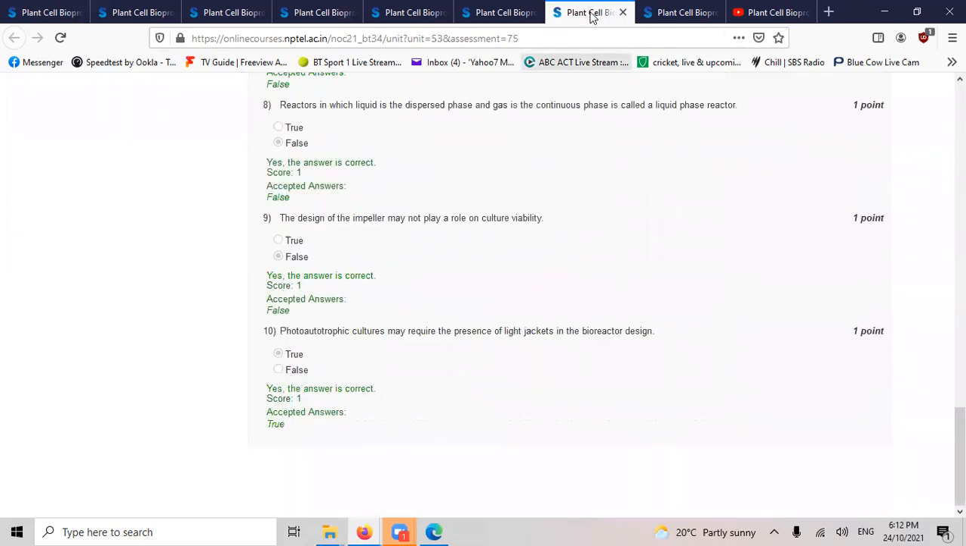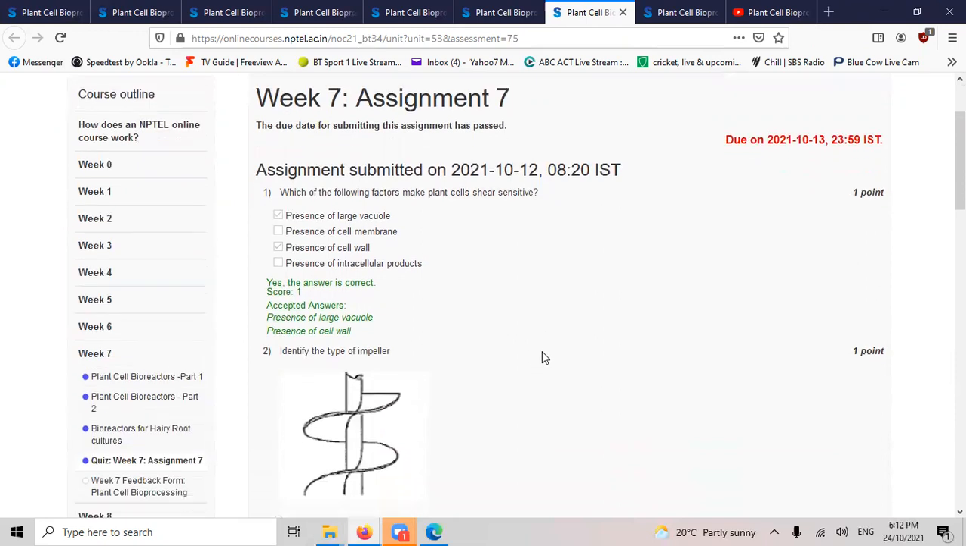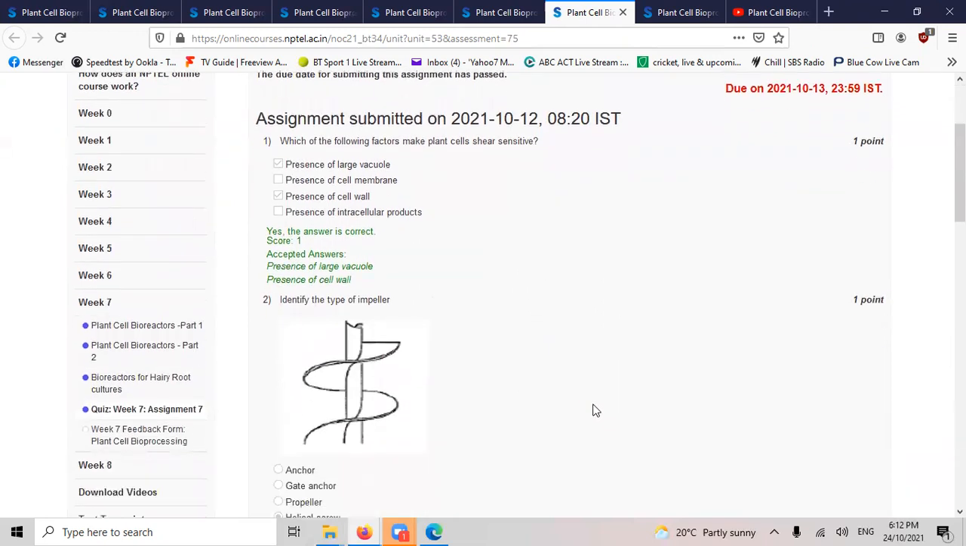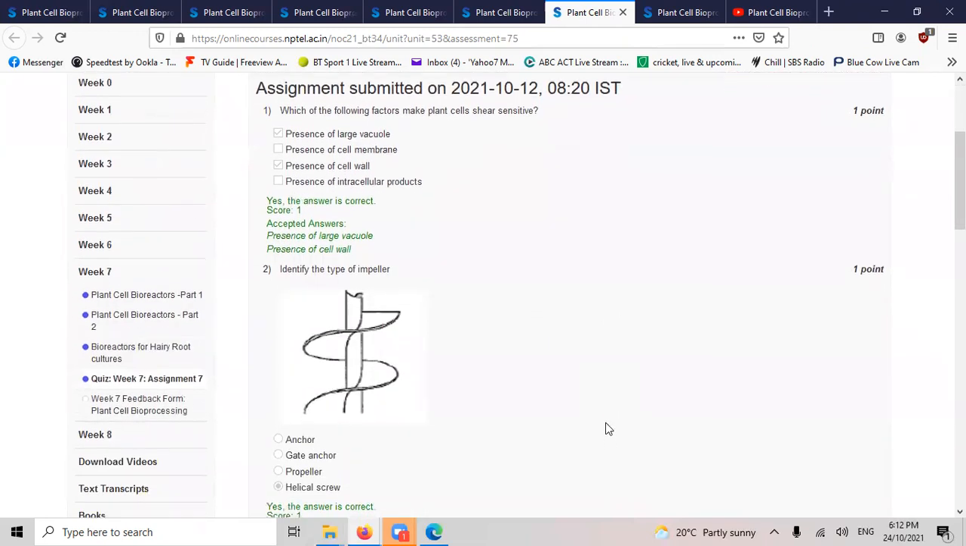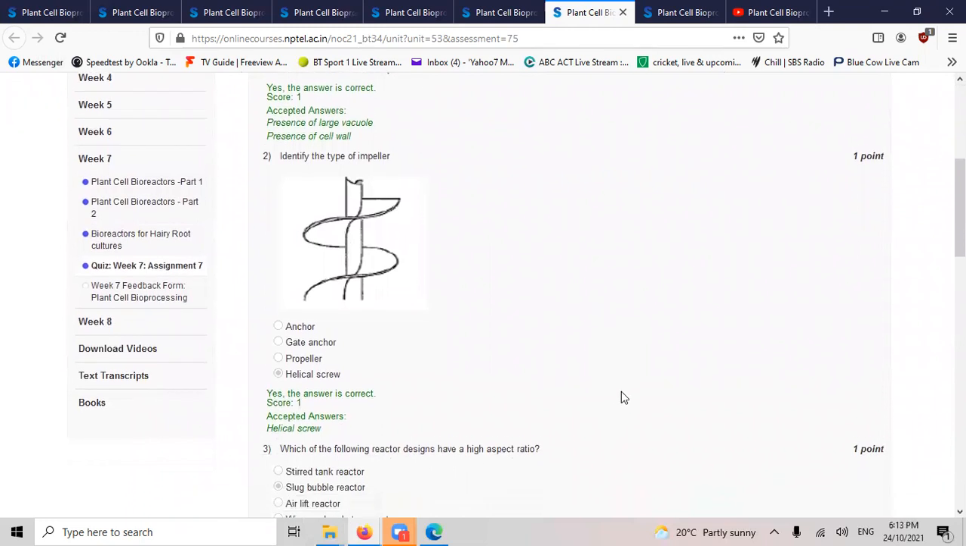Top 10. Week 6. Nearly finished. Week 7. Which of the following factors make plants shear sensitive? If you throw them in a washing machine, the cell walls are going to be ruptured, and the large vacuoles. Identify the following impeller. Looks like a spiral, doesn't it? It's a helical screw.